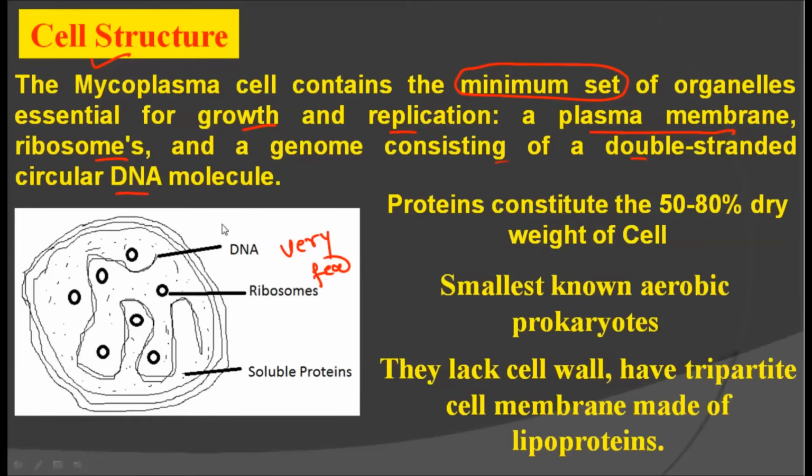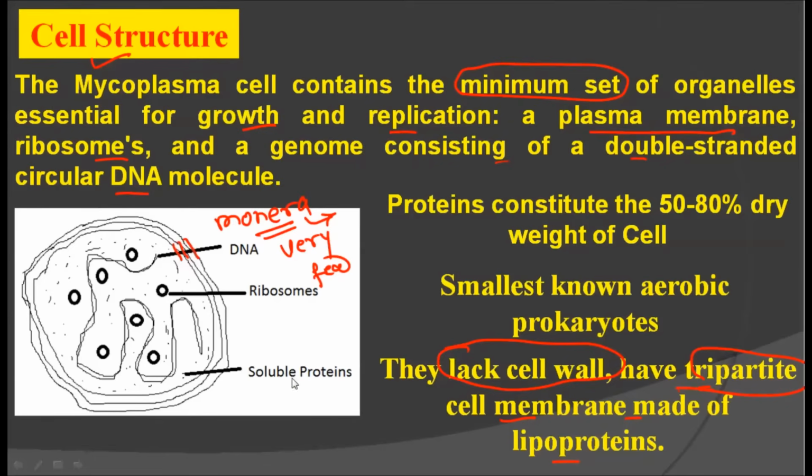The cell is very simple, and that is why these mycoplasmas are placed in the kingdom Monera, because they don't have any membrane-bound organelles. Also, they lack the cell wall. As you know, many prokaryotic organisms possess a cell wall, but mycoplasma don't. Instead, they have a tripartite cell membrane made up of lipoprotein. Here in the diagram, you can see a three-layer plasma membrane. We call that three-layer membrane a tripartite cell membrane, present instead of cell wall.